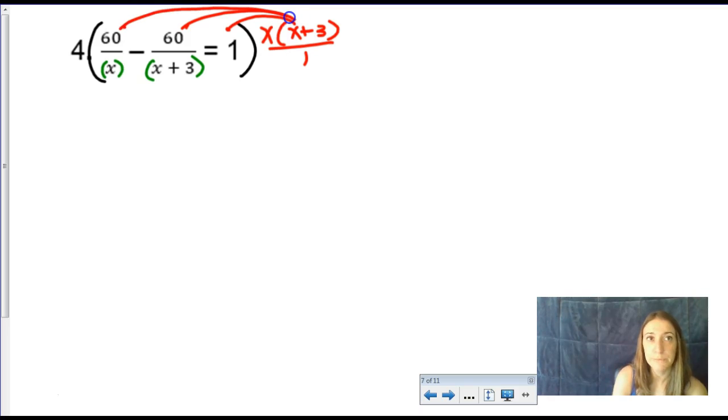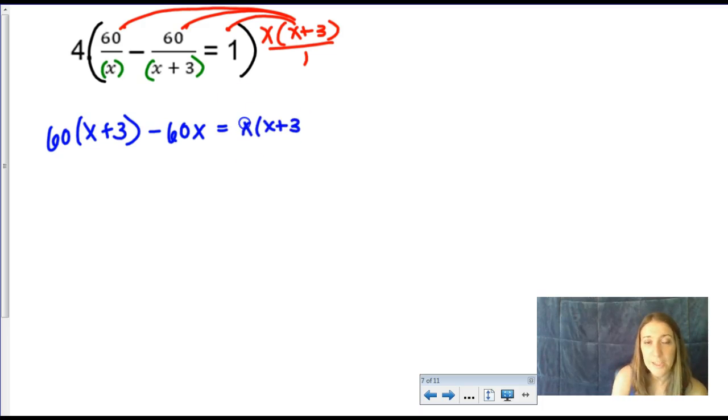So this first fraction, the x's would cross cancel, but you'd still have a 60 times the x plus 3. And then your next fraction, the x plus 3's would cross cancel, but you still have a negative 60 times x. And in the last fraction, nothing cross cancels besides the 1s, so you still have an x times an x plus 3. I don't like to jump the gun and distribute as I'm rewriting this step because this is really a step where kids mess up, so slow your roll a little bit, child.